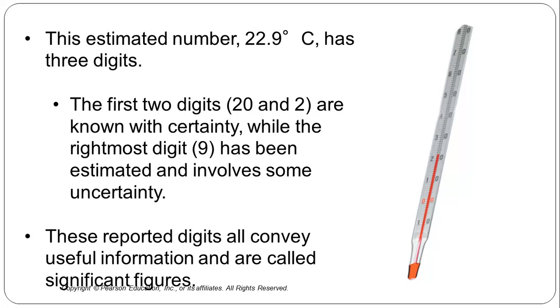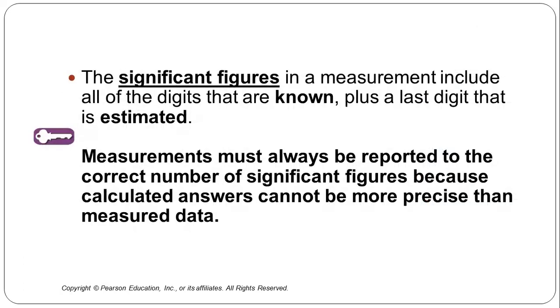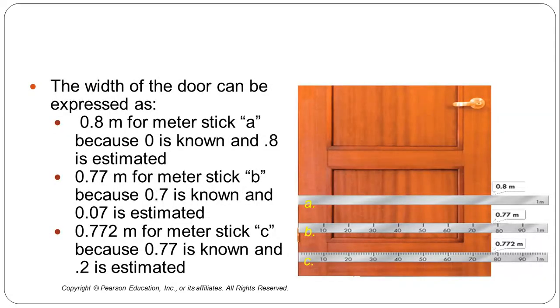These reported digits all convey useful information and are called significant figures. By definition, the significant figures in a measurement include all the digits that are known, the ones you can see right away, plus a last digit that is estimated. The last digit that we estimated is included. A measurement must always be reported to the correct number of significant figures because calculated answers cannot be more precise than measured data.